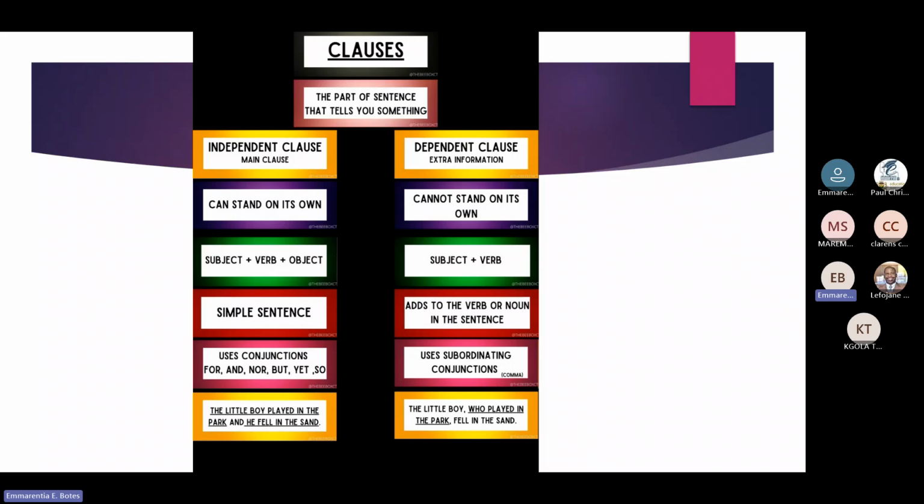So let's just look at this. Clauses, the part of a sentence that tells you something. So the first, if we look here, the independent clause or the main clause. The definition: it can stand on its own. It has a subject, a verb, and an object. It's a simple sentence. You can understand it. Here you can also see we can use conjunctions with this if we combine two simple sentences together. There's the example. The little boy played in the park and he fell in the sand.